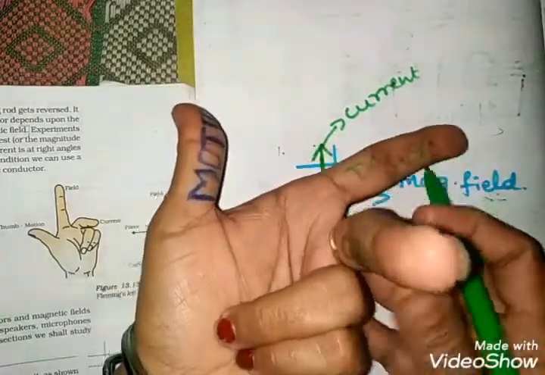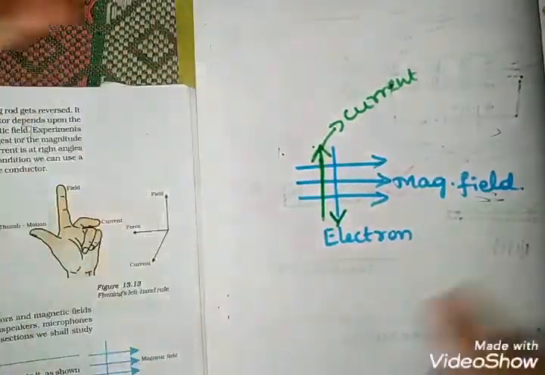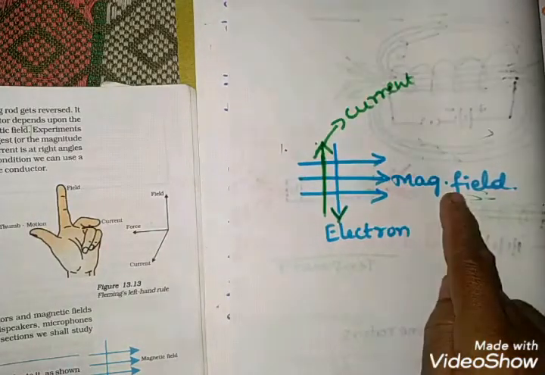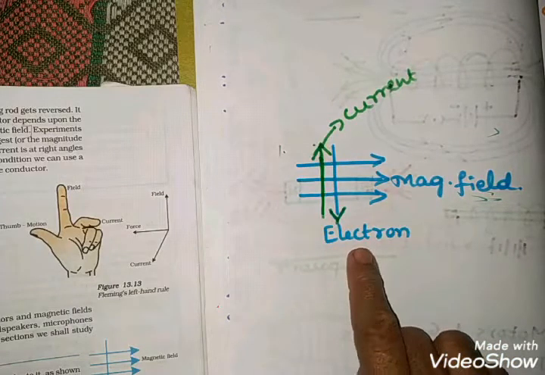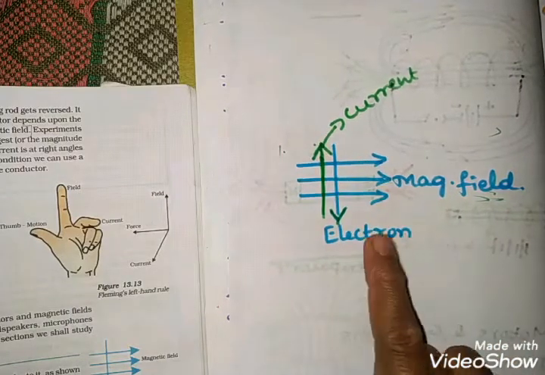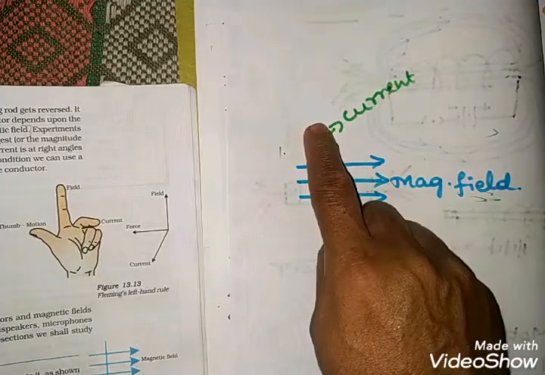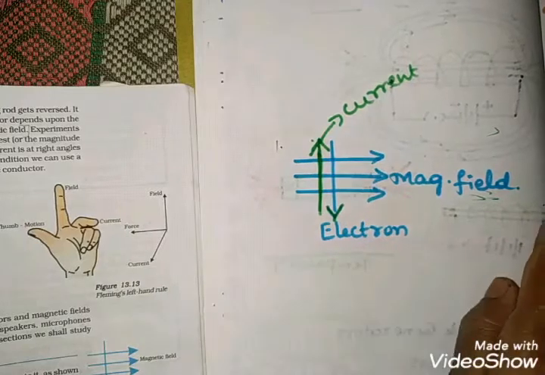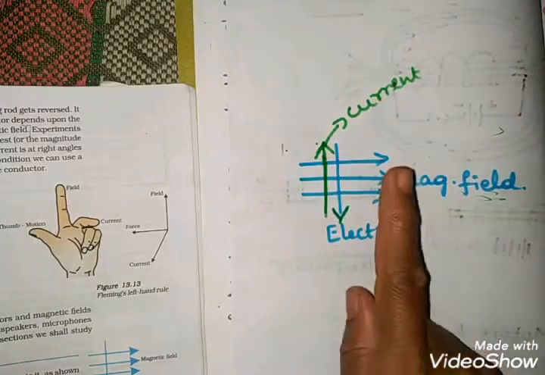Correctly observe how to apply Fleming's left hand rule for this sum. An electron is entering into a magnetic field. You can observe the electron direction is this one. Movement of the electron is in the downward direction, but the current will always be opposite to that, the upward direction. Okay. Then the magnetic field will be towards the right. So what is the force experienced by the electron? The direction you have to find out.